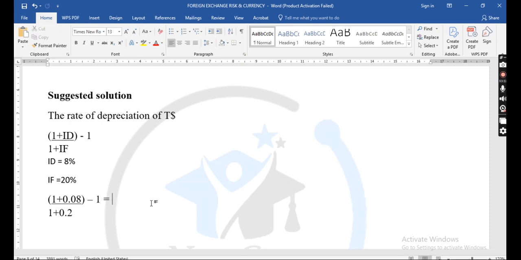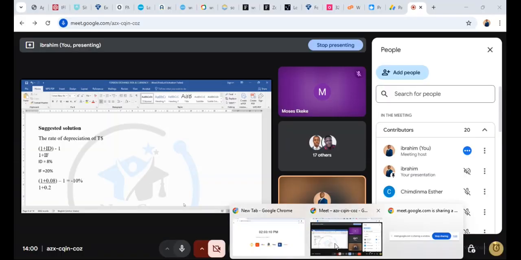So what is the percentage? Quickly, class. 0.1. That is 10%, right? Minus 0.1. Okay, minus. That's a very good one. Minus 0.1. Now, what does that mean? It means that the currency T dollar will decrease by 10%. Now, this is how it works, class.